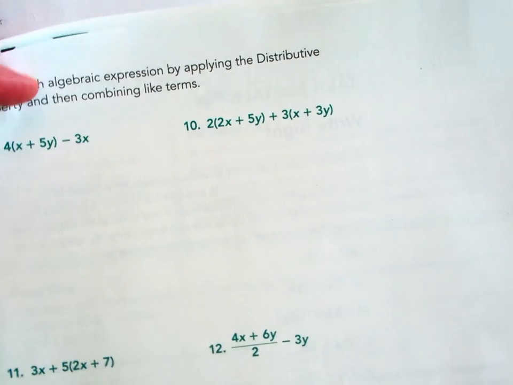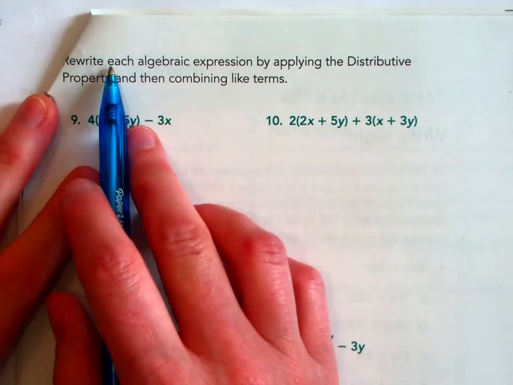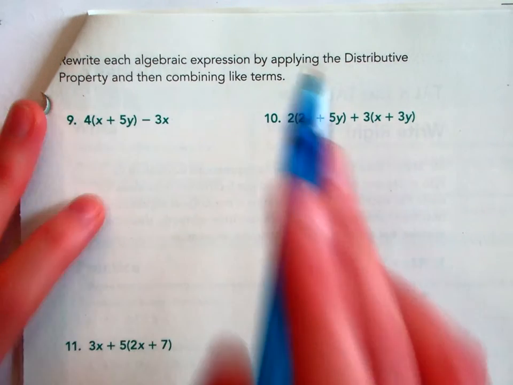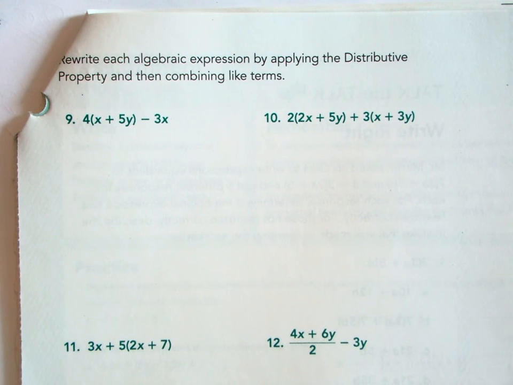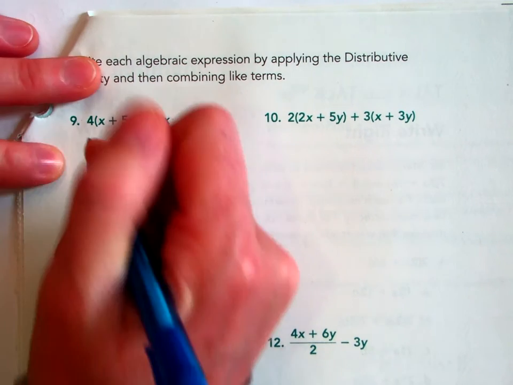Continuing on. 9 through 14, the directions state, rewrite each algebraic expression by applying the distributive property and then combining like terms. Okay, these are multi-steps. We've done these in warm-ups. We've done them in the notebook. So I have great faith that you can also do these. I'll do number 9 with you, then I want you to pause the video again and try some of these practice problems on your own. Problems just like this will be on the quiz.